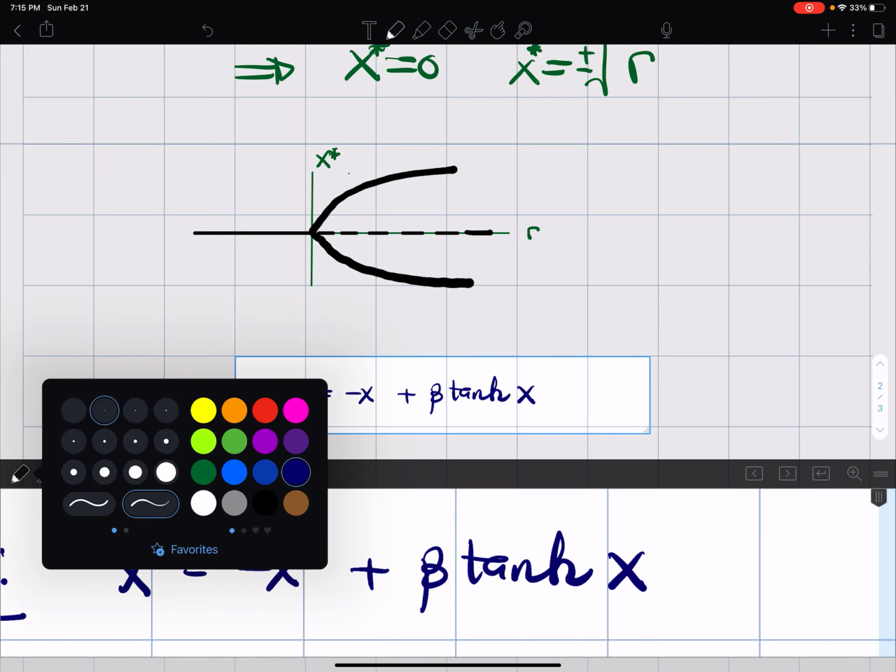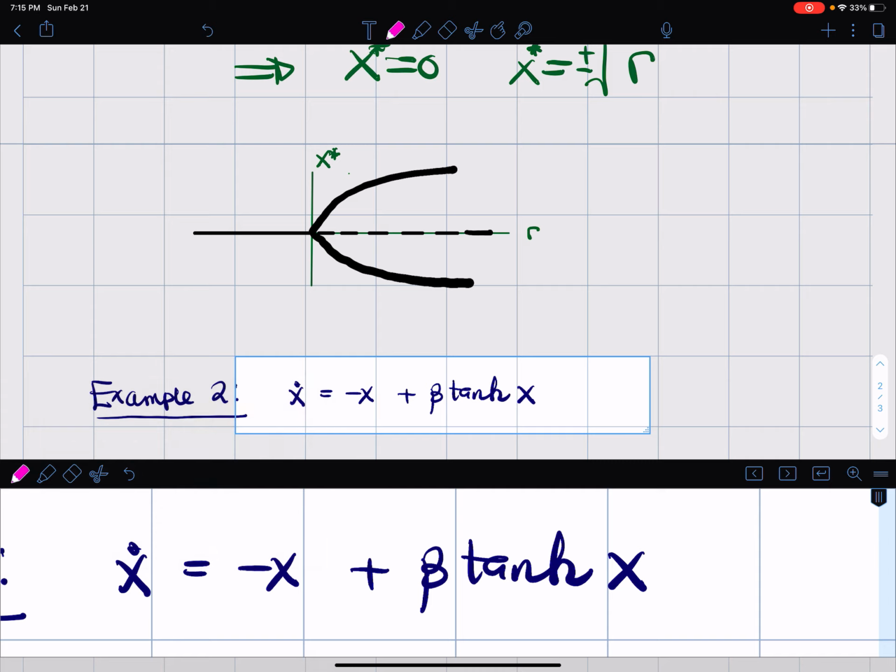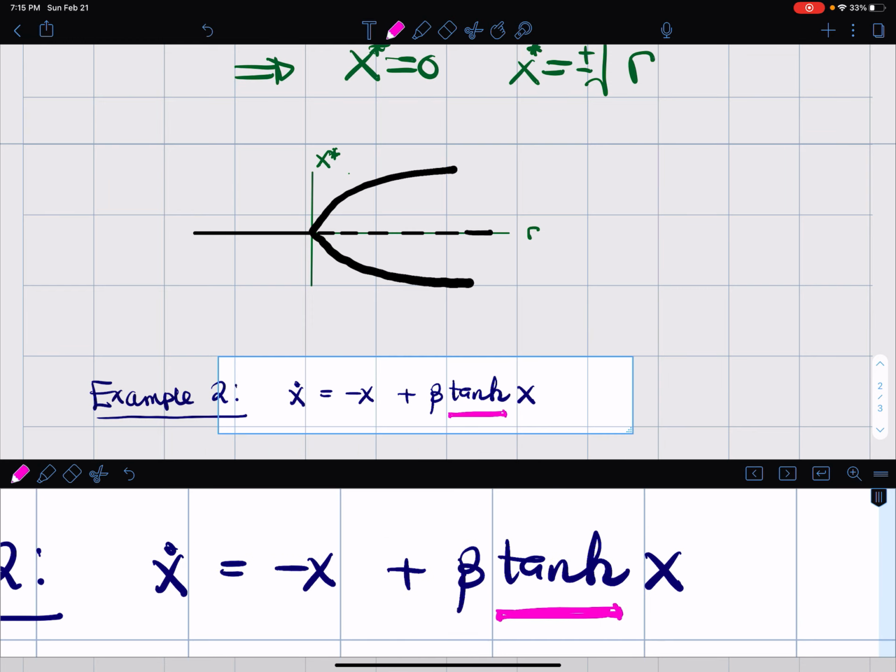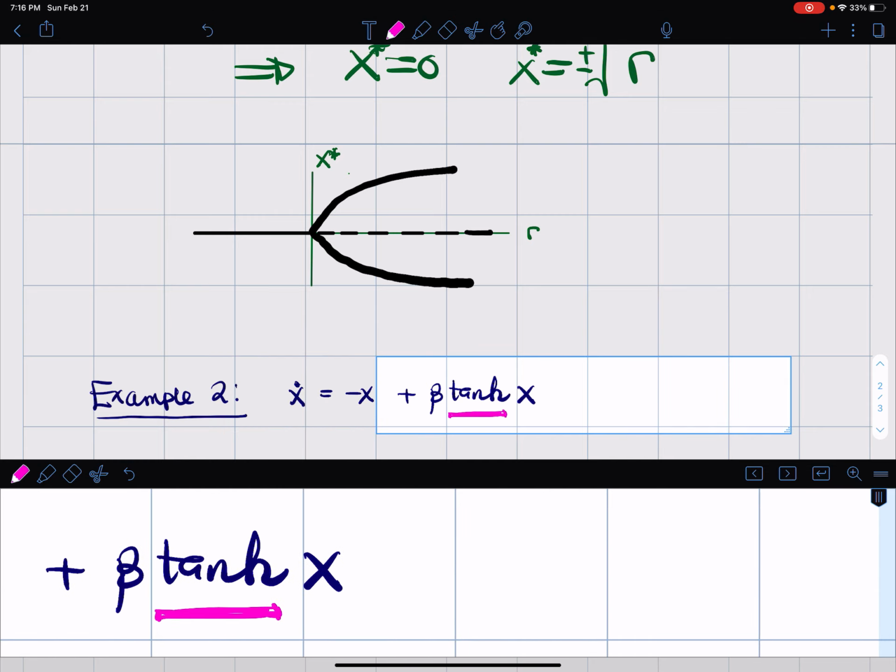If you're not familiar with the hyperbolic tangent function, I would like you to look it up first and study this function a little bit. The only bifurcation parameter is beta, okay? And you're going to get a supercritical pitchfork bifurcation.